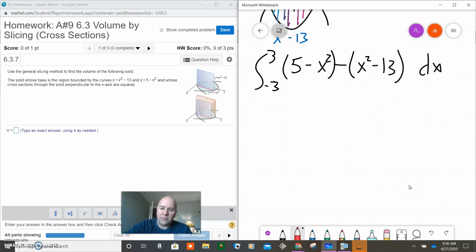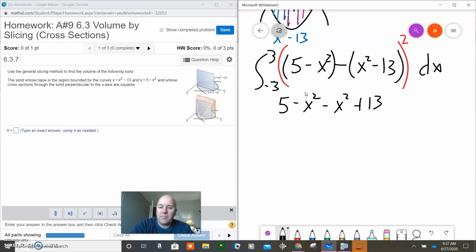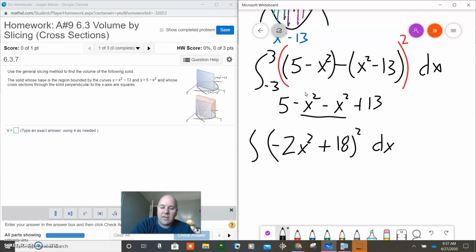What I want to do is find the cross sections, and from the previous video, you just have to square that entire function to make it into a square, cross sections of squares. All right, so let me go ahead and simplify this. 5 minus x squared minus x squared plus 13. Combine my like terms, and it's going to become -2x squared. I just combine the x squares there. 5 plus 13 is 18. And all of that squared dx from -3 to 3.